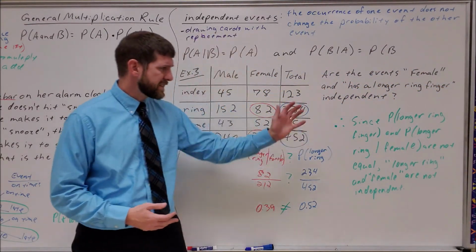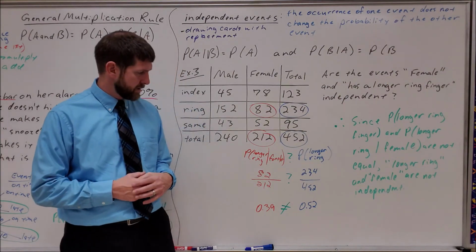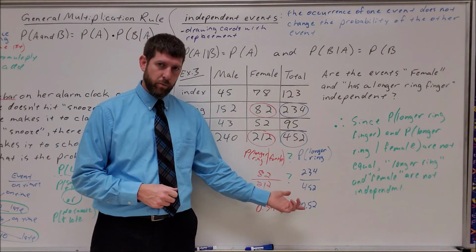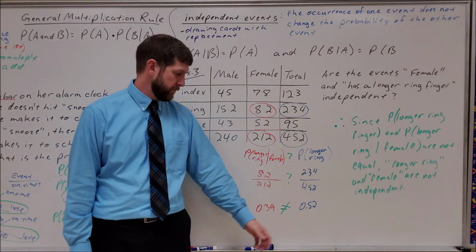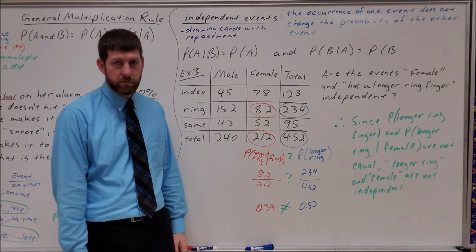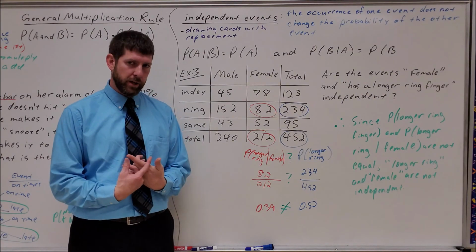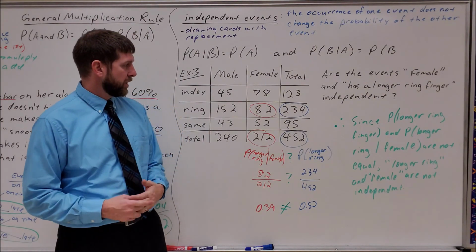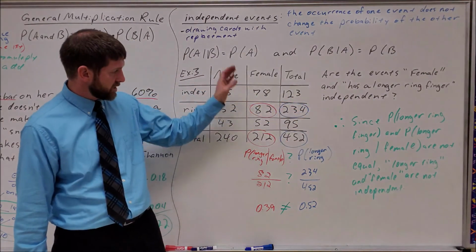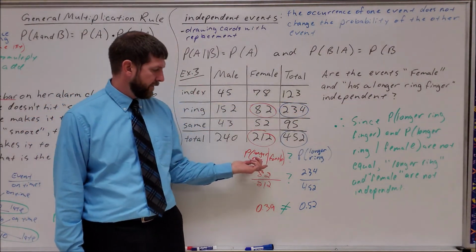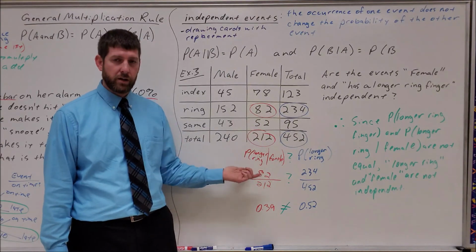Okay, so that's how we test for independence. Look at the one trait in the whole population, or in the whole sample, and then look at that trait in one of the subgroups. We could have flipped it and gone the other way. We could have done probability of female, taken just our proportion of females, and then looked at the females who had a longer ring finger.